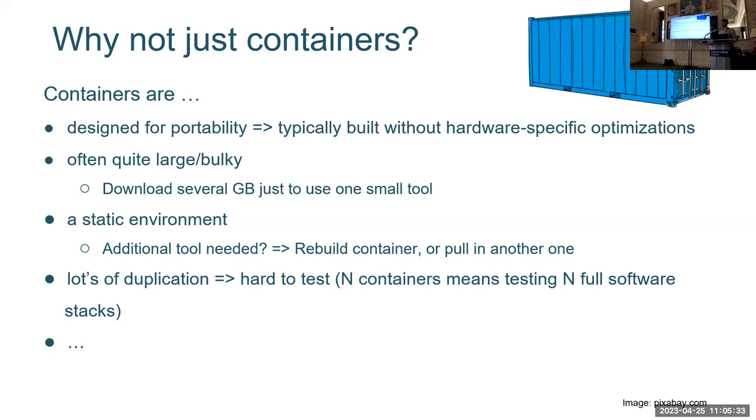Those containers are usually generically optimized. Of course, you could make a different choice, right? You could build multiple copies of the container, etc. So it's solvable, but nobody does, right?